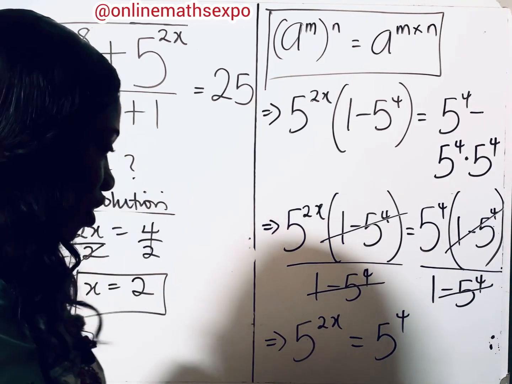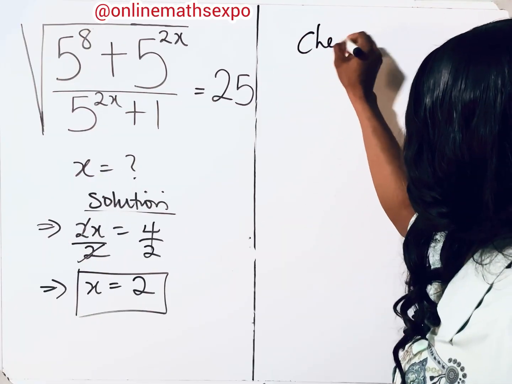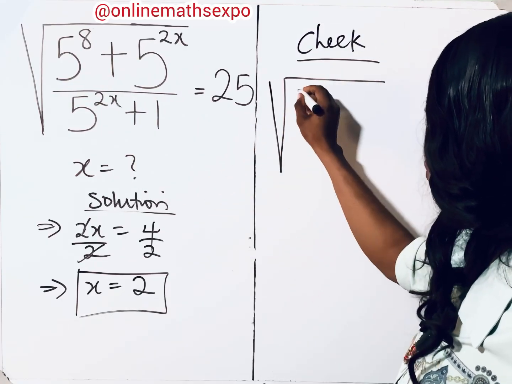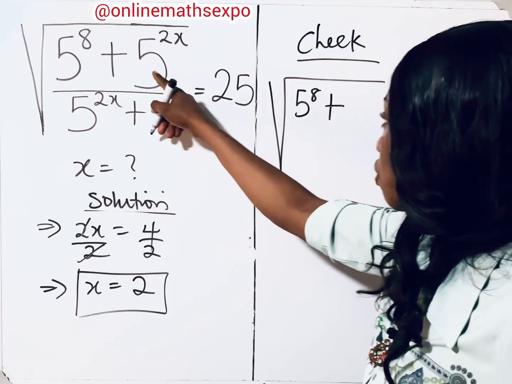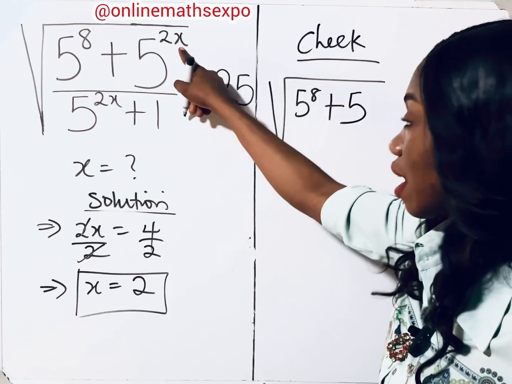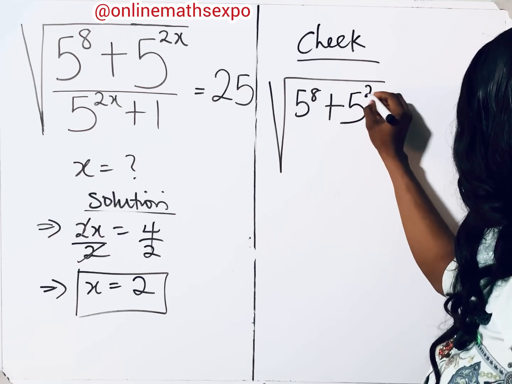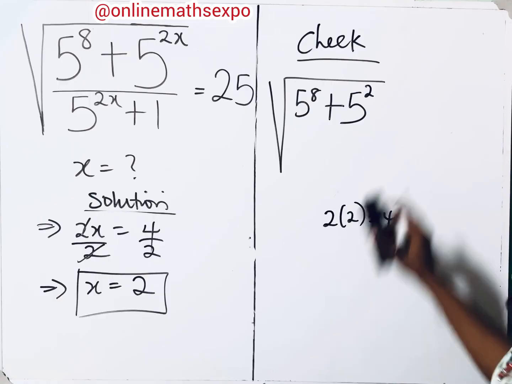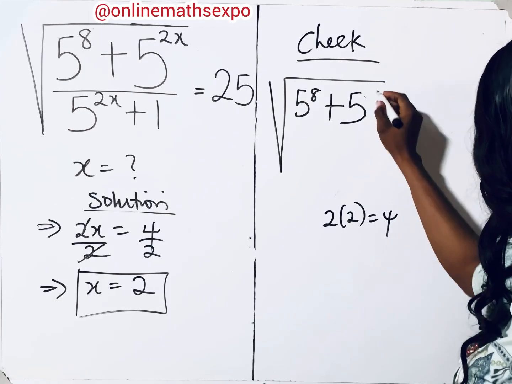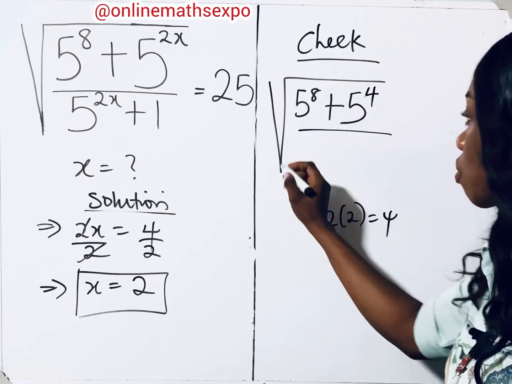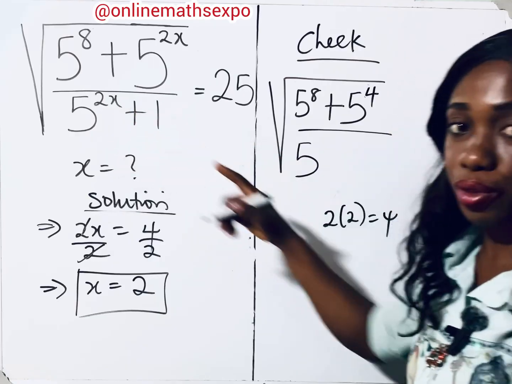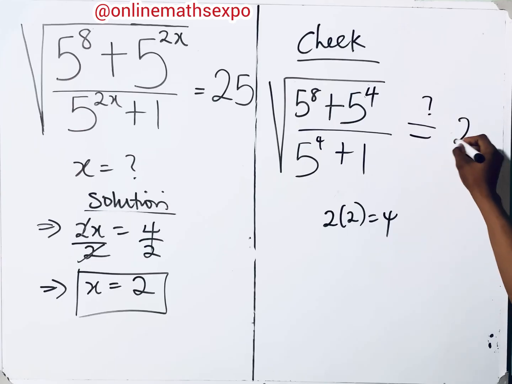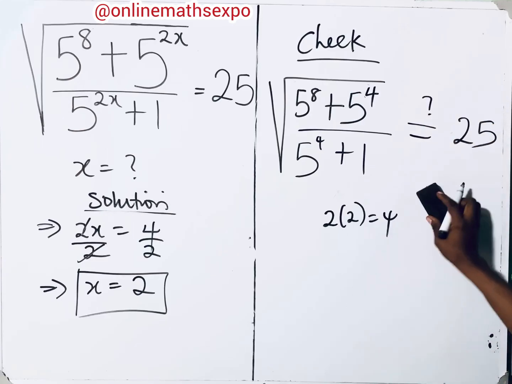Now let's do a check. To check, we now have the square root of 5 to the power of 8 plus, for this we have 5 to the power of, our x is 2, so it's going to be 2 multiplied by 2. When you multiply 2 by 2, it gives you 4. Did you see? So we are going to have 4 here. Divide it by 5 to the power of, this will still give us 4, plus 1. Is it equal to 25? Let's see to that. Now, what do we do next?